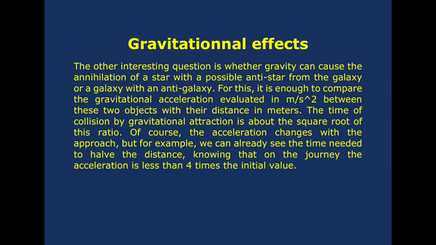The other interesting question is whether gravity can cause the annihilation of a star with a possible anti-star from the galaxy, or a galaxy with an anti-galaxy. For this, it is enough to compare the gravitational acceleration, evaluated in meters per square second, between these two objects with their distance in meters. The time of collision by gravitational attraction is about the square root of this ratio. Of course, the acceleration changes with the approach, but for example, we can already see the time needed to halve the distance, knowing that on the journey, the acceleration is less than 4 times the initial value.